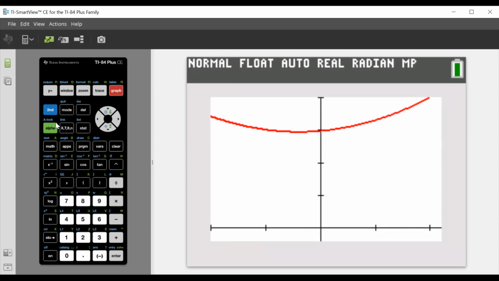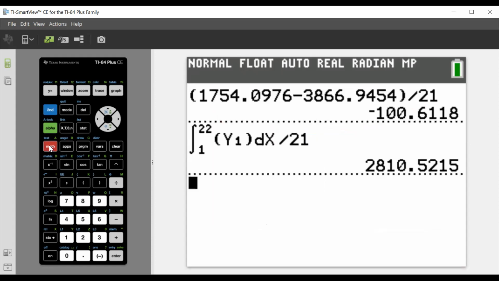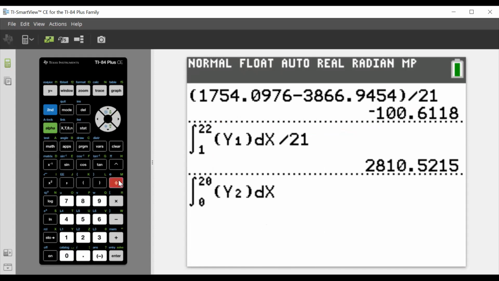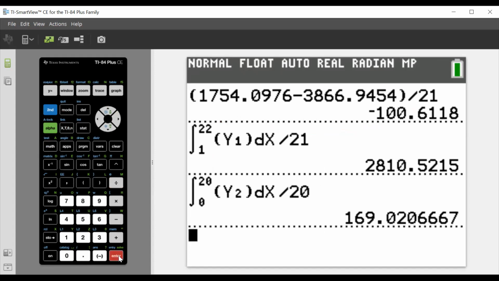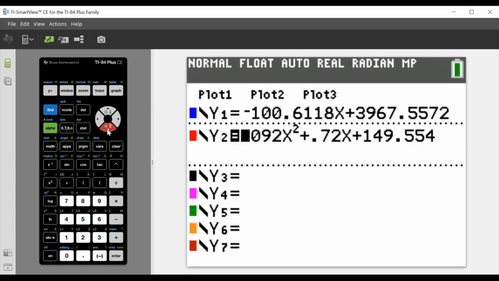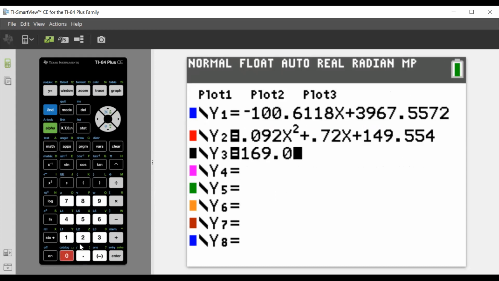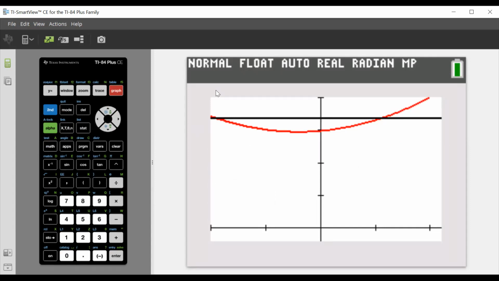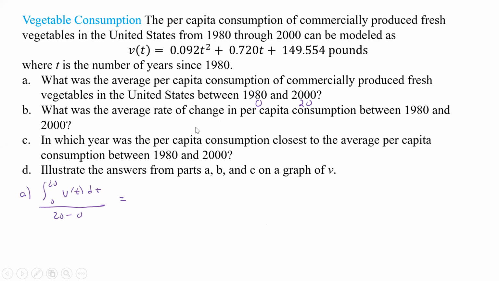All right, so what we're going to do is our math, and we're going to go from 0 to our 20. And this is the integral of y2 dx. We're dividing by 20 minus 0, which is just 20. So the first one is 169.021. If we plot that point, 169.021, we can kind of see where that intersects it. So that's a key point, because sometimes we need those. So that's equal to 169.021, and that's going to be in pounds.